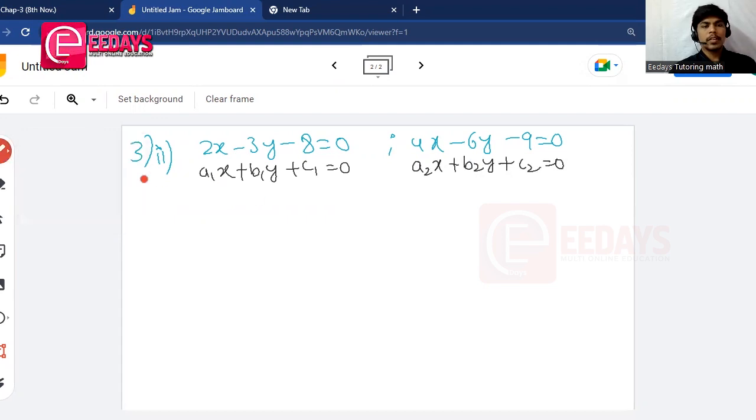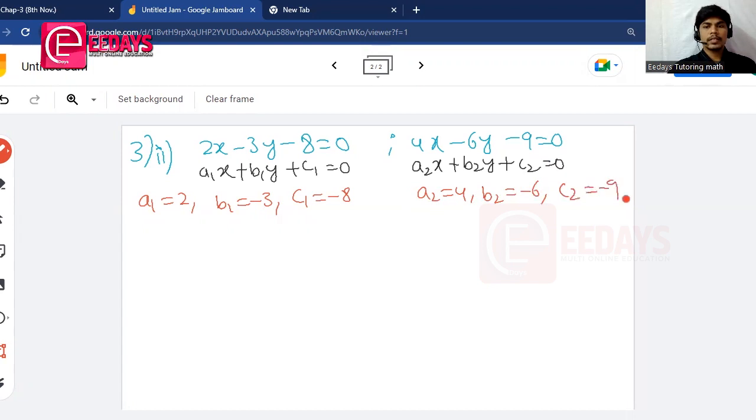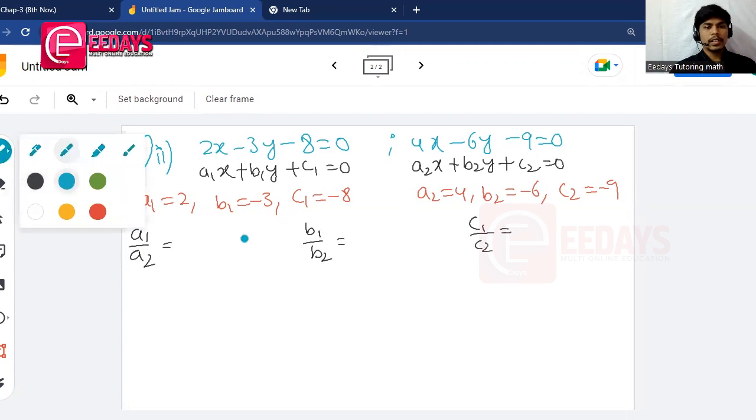Now comparing with the general form, you will get a1 is equal to 2, b1 is equal to minus 3, c1 is equal to minus 8, and a2 is equal to 4. We take the signs also, b2 is minus 6, c2 is equal to minus 9. All right, now do the comparison: a1 by a2, b1 by b2, c1 by c2.